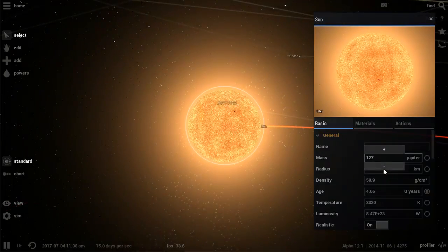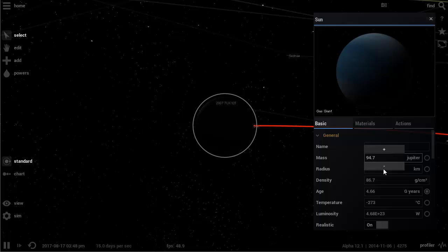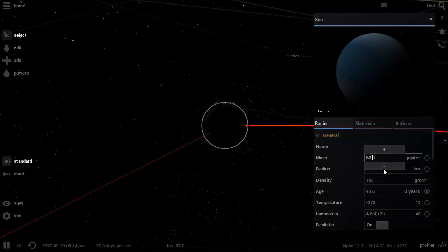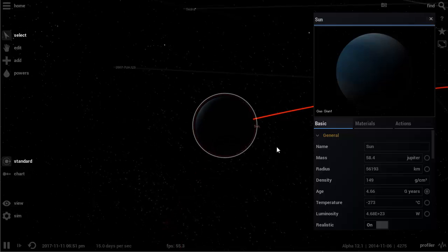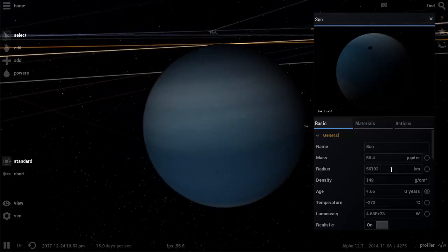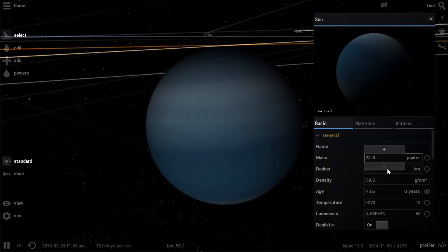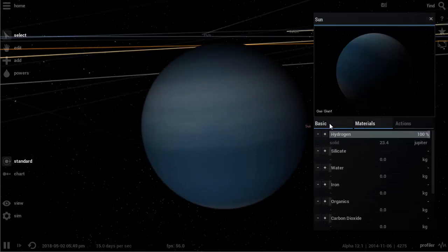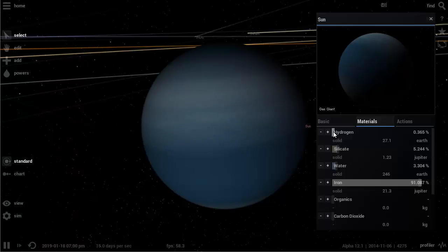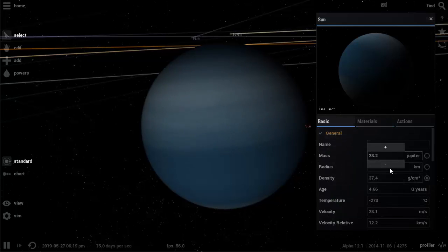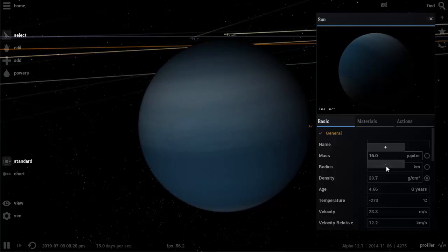Let's see what happens. So it's currently still a star, and now it's a gas giant called 2007. Oh, never mind. It's still called the sun. I'm sorry, I was looking at something else behind it. It's a blue gas giant, very similar to Neptune. And if I keep decreasing this, I can start playing around with materials with various composition until I turn this into a terrestrial planet. I'm going to give it some iron core, remove all of its hydrogen, give it a lot of silicates, a little bit of organics, a little bit of carbon dioxide, and keep decreasing the size until it's small enough to become a terrestrial planet.